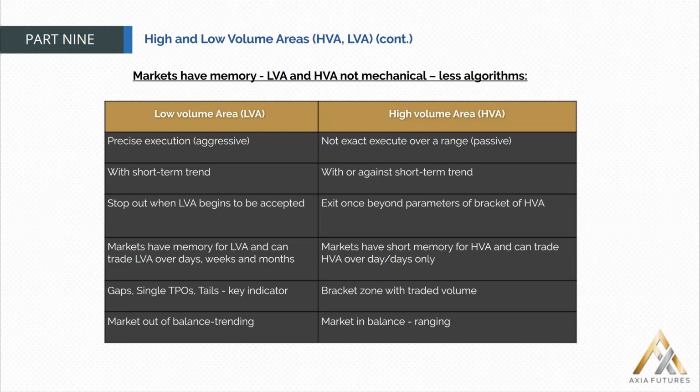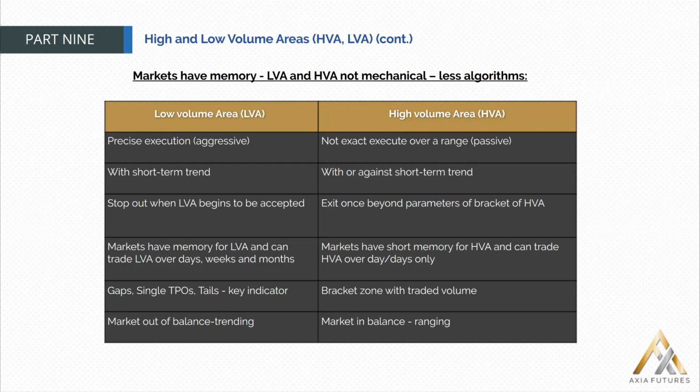In terms of the low volume area then, markets have memory for low volume areas and can trade them over days, weeks and months. So they can leave these low volume areas for a very long time, constantly showing this initiative. Just because you've taken the trade once with a short-term trend, it doesn't mean you can't take it a second and a third and a fourth time. The market can leave these low volume areas for a very long time.